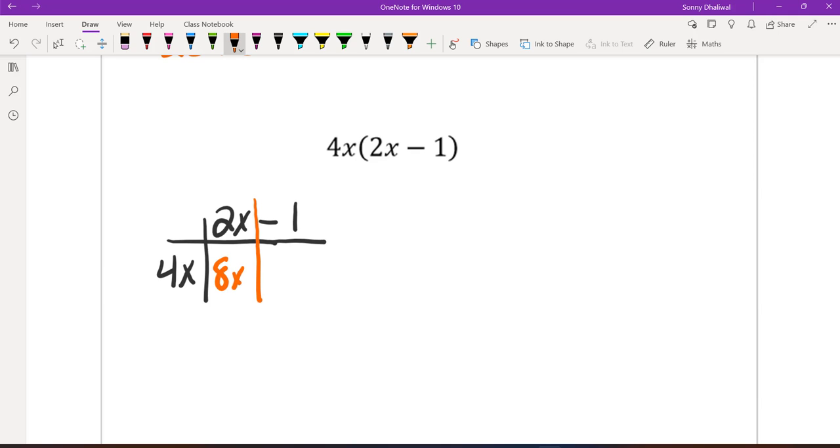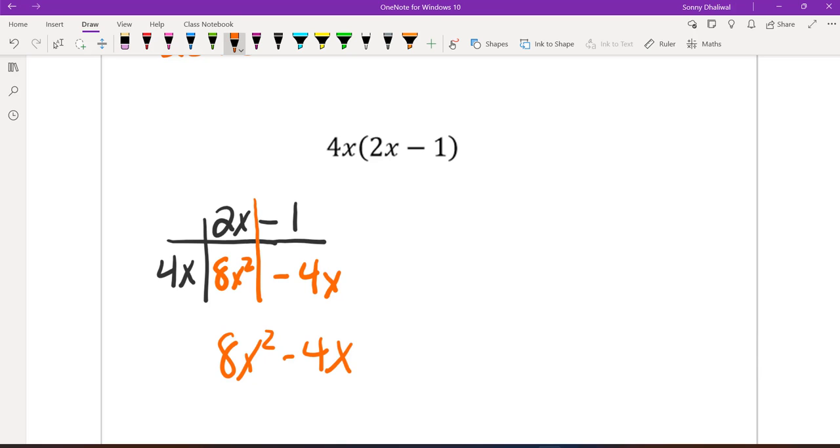8x squared. Yeah. What goes here? -4x. Multiply these together. 4 times 2 is 8. x times x, we add the exponents. x squared. -1 times 4x gives us -4x. Right? So this should be 8x squared minus 4x is our answer.